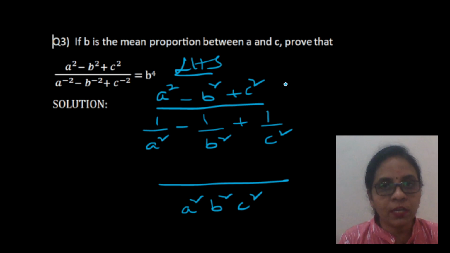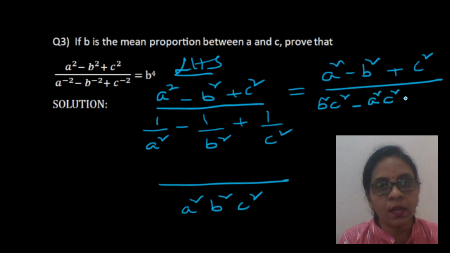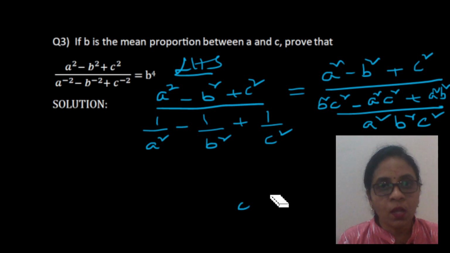So what do we have, children? We will have a square minus b square plus c square by, here we have b square c square, and second term we have it as a square c square, and third term we will have it as a square b square, whole by a square b square c square. This is the denominator I showed you all for better understanding. Now what happens to the denominator of this fraction? It gets multiplied with the numerator.